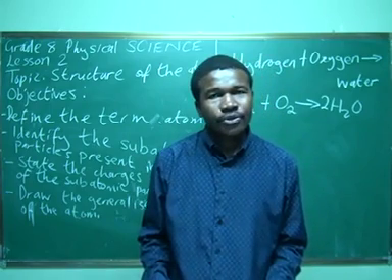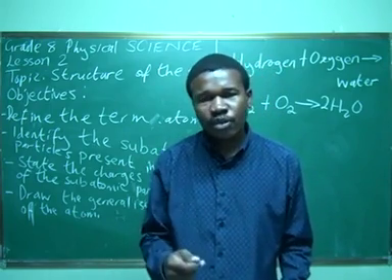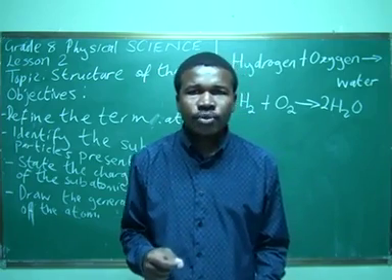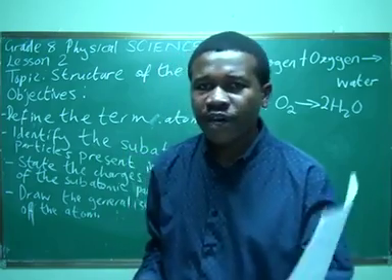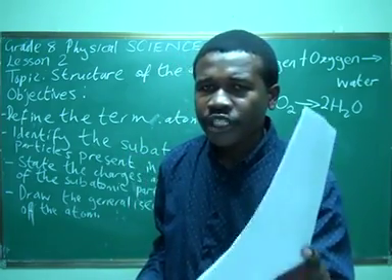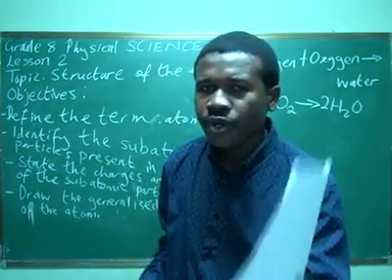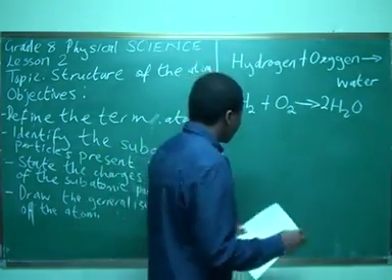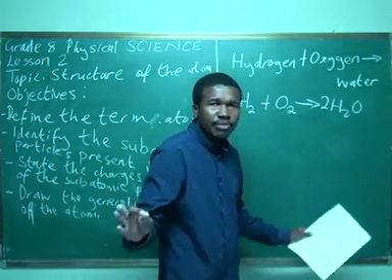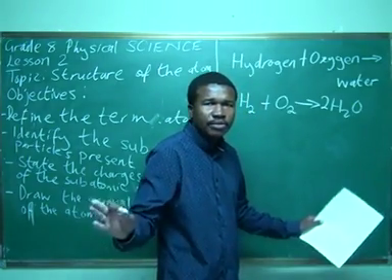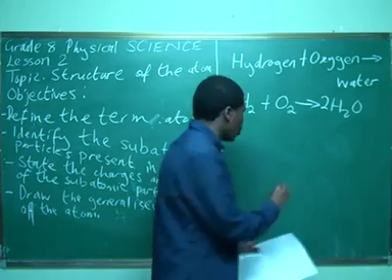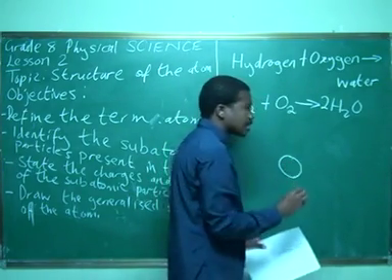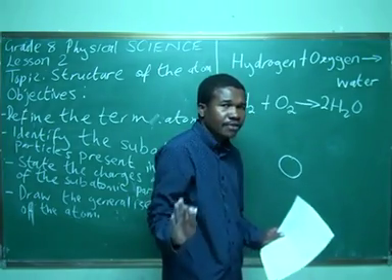Okay, so now we are moving on to the subatomic particles of the atom. We'll start off by drawing. I will draw a generalized structure of the atom. Let's use the element carbon. Let's say this is the first circle that I will draw. It will represent the nucleus of the atom.